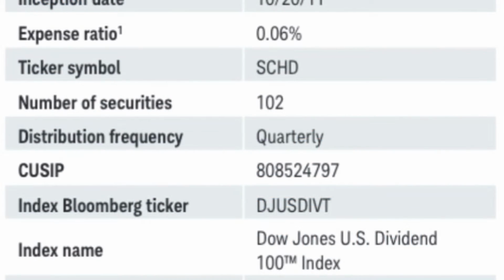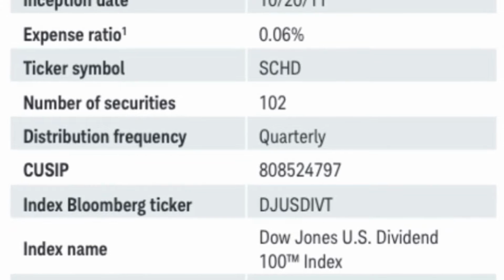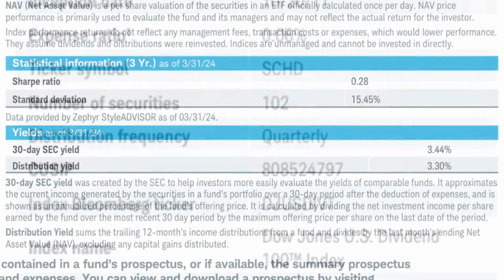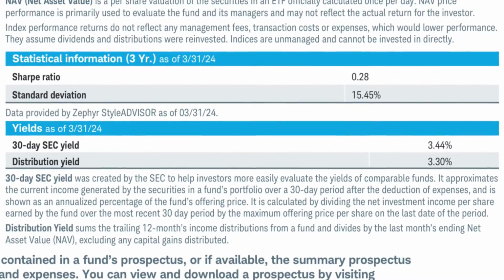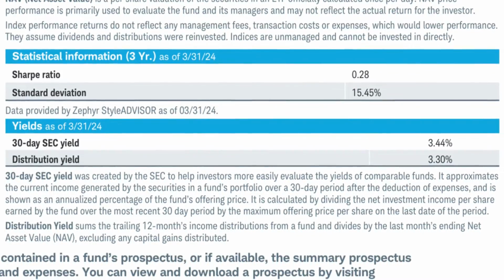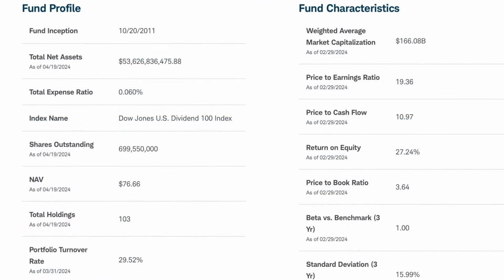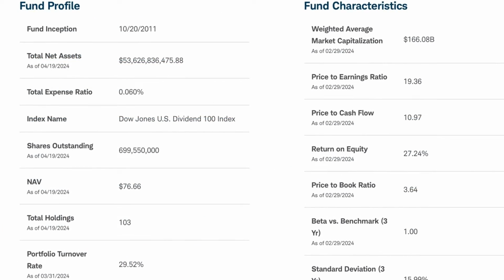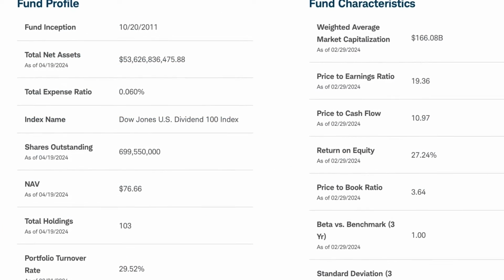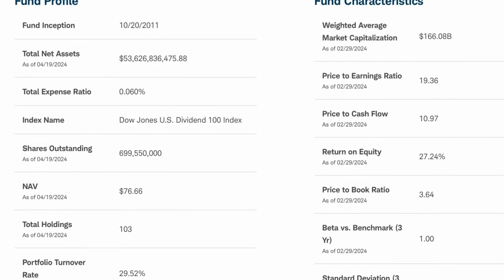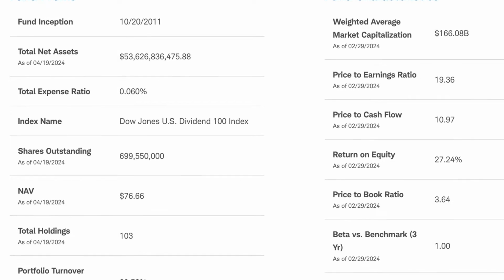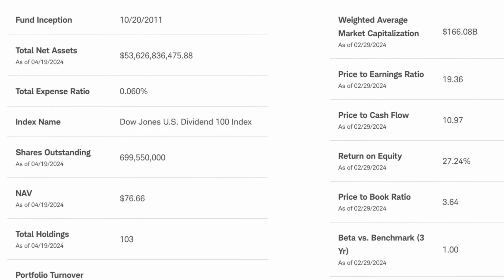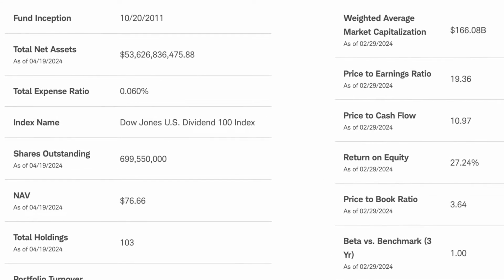It pays distributions, which are dividends from the ETF, 4 times a year with a yield of 3.3%, which would equate to $3,300 of dividend income for every $100,000 invested. It has a management expense ratio of 0.06% per year, so for every $100,000 invested, it will cost $60 per year, and this fee is automatically subtracted from the ETF unit price, so you won't actually see any fee transactions being taken from your brokerage account.